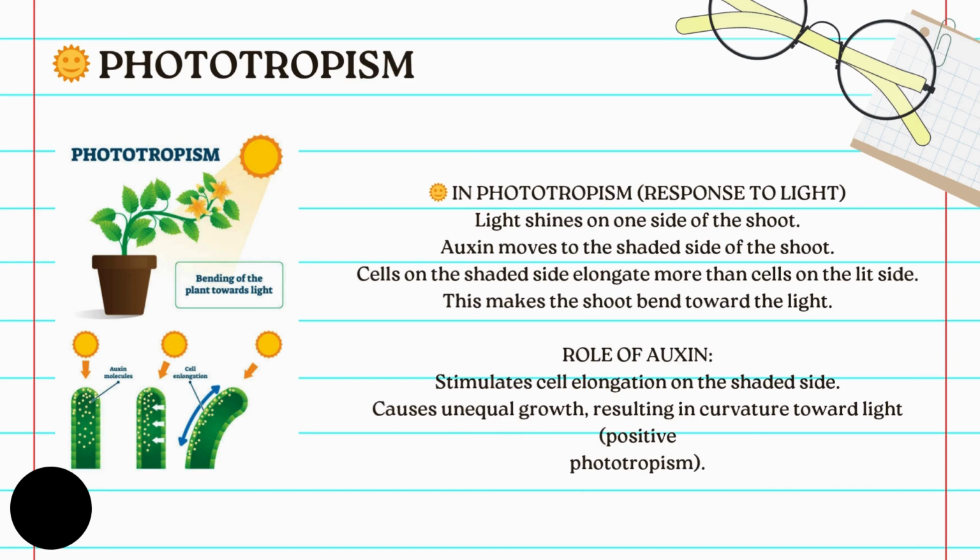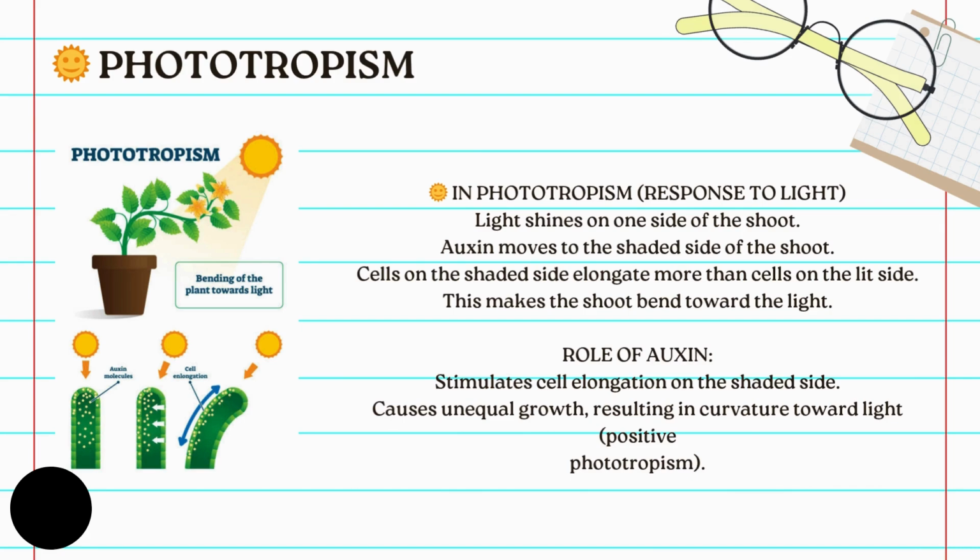When a plant receives light unevenly, the parts of the plant that are shaded, or not getting that light, get concentrated with auxin. Auxin then stimulates cell elongation on the shaded side, which causes the plant to elongate but also bend towards the light. It's as if the plant is reaching for that light source. That's what phototropism is.